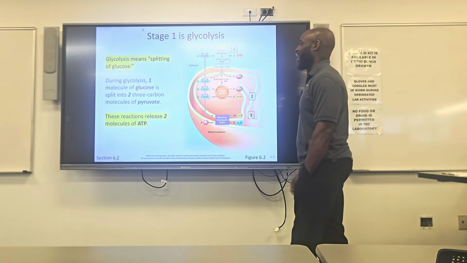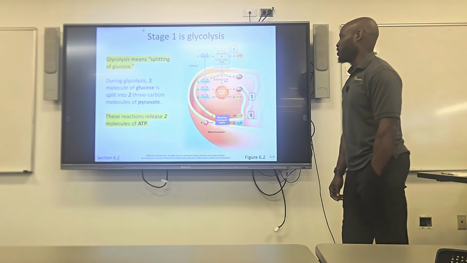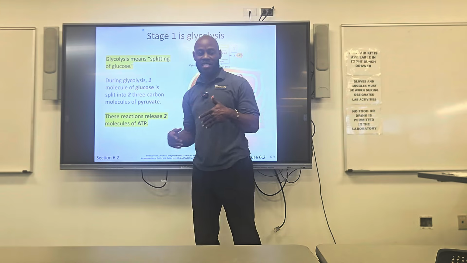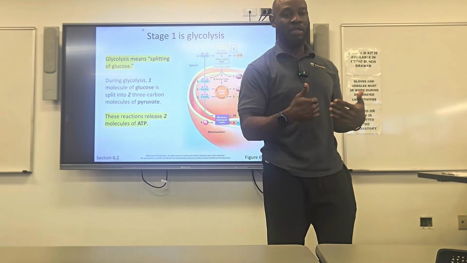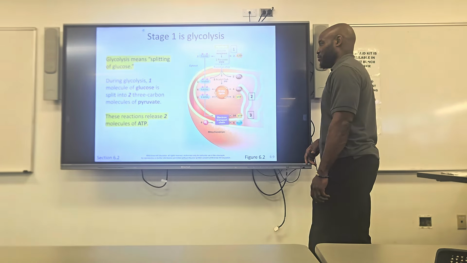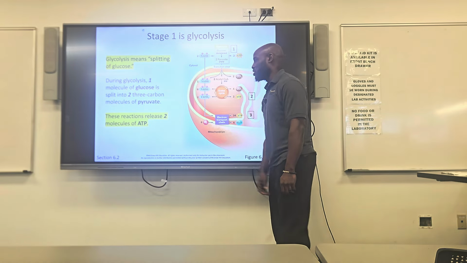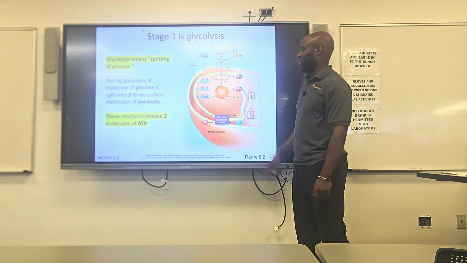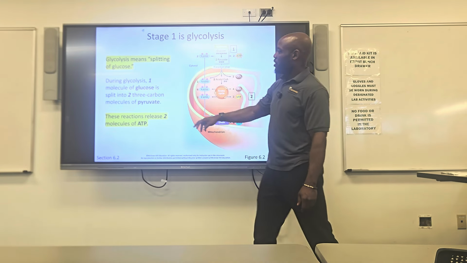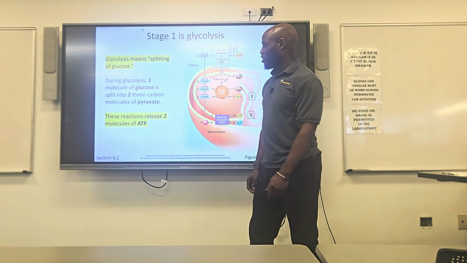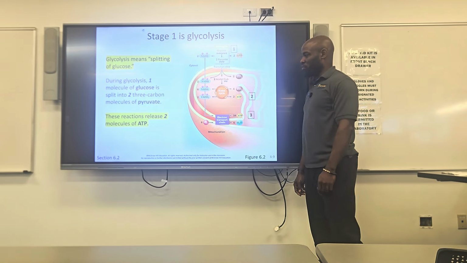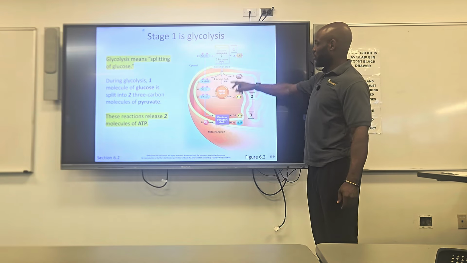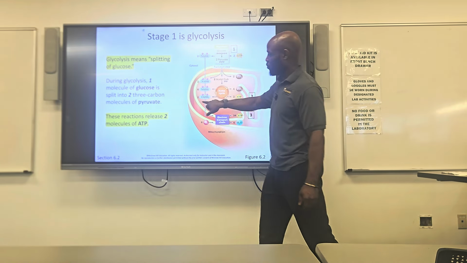All right, so glycolysis, the first step. When you see the term lysis, that means to split. To lyse something means to break it up. So glycolysis means splitting of glucose. So we take glucose, a 6-carbon sugar. It's actually a chain, a 6-carbon sugar chain, but they just have it in a line here to make it simpler to look at. You take one molecule of glucose and split it into 2 3-carbon molecules of pyruvate. These reactions release 2 molecules of ATP, so 2 ATP in step 1.